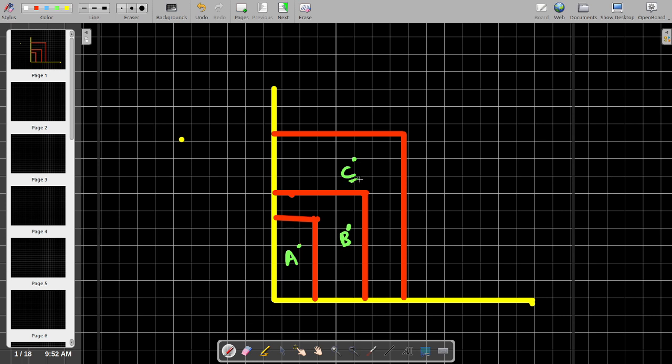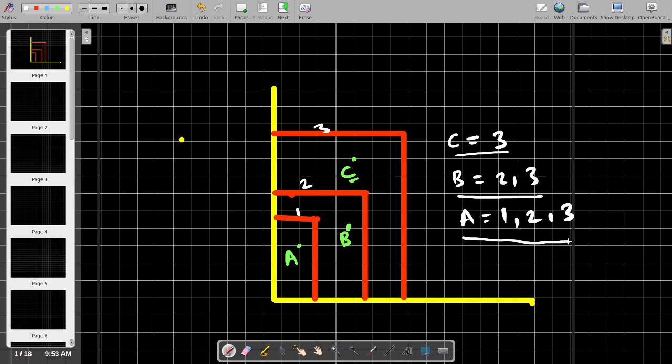C is inside only one rectangle. We could also give names to the rectangles, let's say 1, 2, 3. So C is inside 3, and B is inside rectangles 2 and 3, and A is inside rectangles 1, 2 and 3. So we just have to return the count. For A the answer is 3, for B the answer is 2, for C the answer is 3.